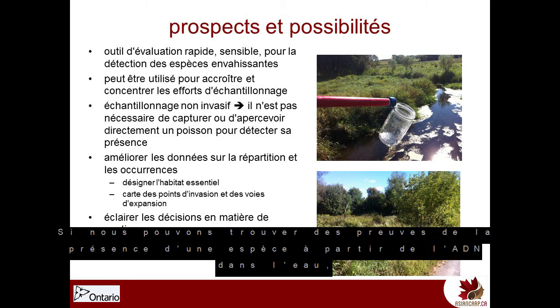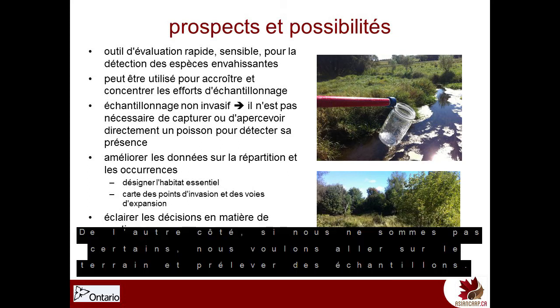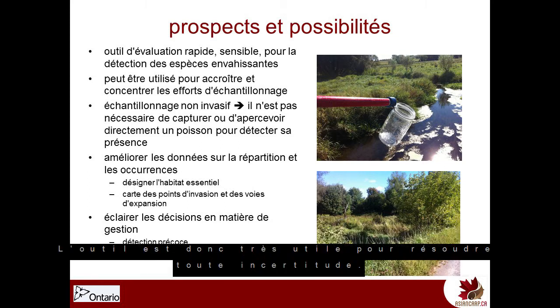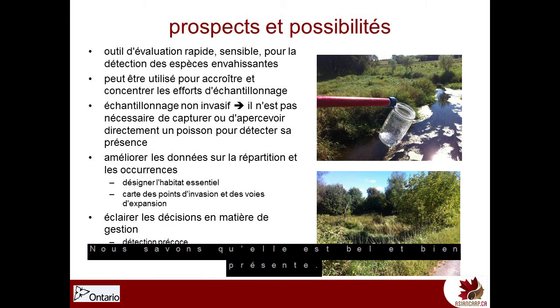If we can find evidence of their presence from DNA in the water, then we can look at the possible different sources, what it might be, what it is likely to be, and what are we comfortable with. Or on the flip side, are we uncomfortable enough we want to go out and sample? So what it's really useful for is resolving uncertainty. If a species is already established and abundant, we don't need this tool, we know they're there.